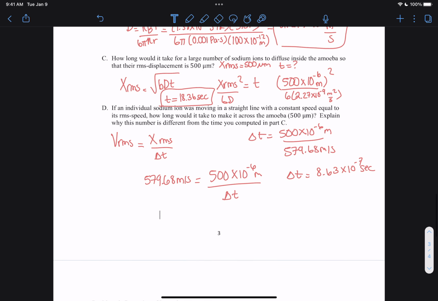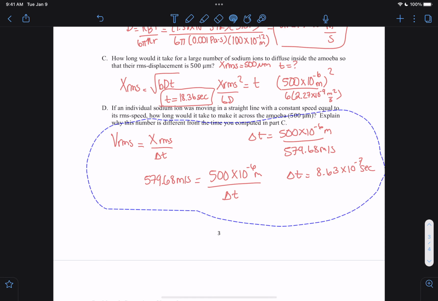Yep, that's perfect. Hold up, let me make this a little bit smaller so I can write the explanation.